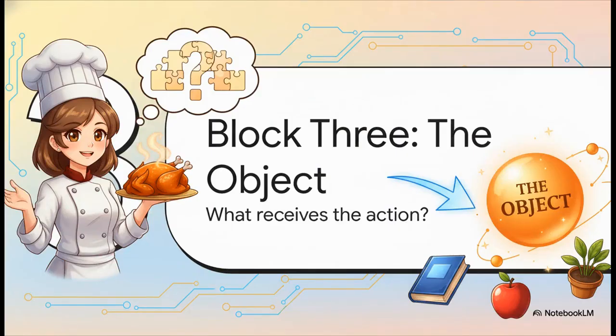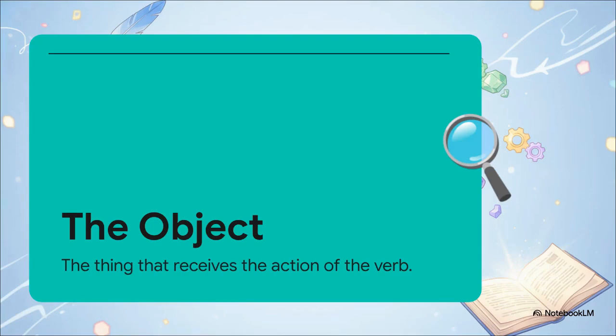Okay, so we have a doer and we have an action. But if I just say, she prepares, it feels unfinished, doesn't it? It just kind of leaves you hanging. That's because we need the final piece of our puzzle, the object. The object is the person or thing that the action is happening to. It's on the receiving end of the verb. It completes the whole thought. So if the subject is the one throwing the ball, the object is the one catching it.